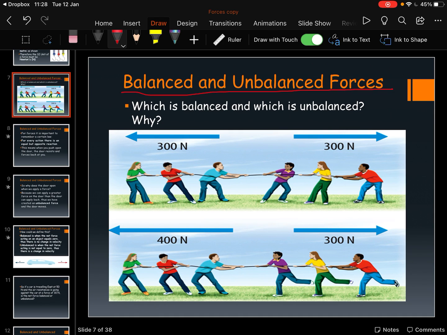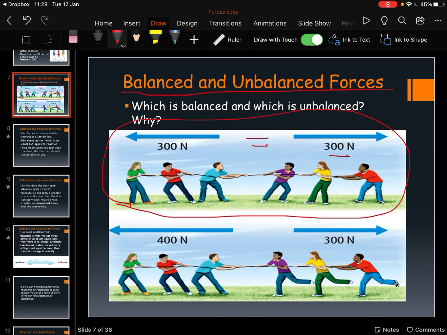So the top one is we have two sets of kids, and both of them are pulling at 300 newtons, and then the bottom one, the group on the left are pulling with 400 newtons, and the group on the right only 300 newtons. And the question is, which is balanced and which is unbalanced? And can you explain why? Okay, so this is balanced. How do we know it's balanced? Well, because they're both the same, you see. 300 equals 300, so it's balanced.